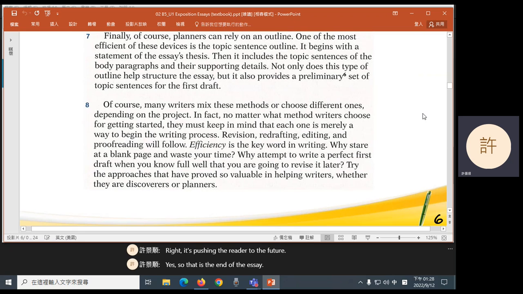So do you have questions about what this essay is doing, the structure of this essay? Is there something that is not clear?